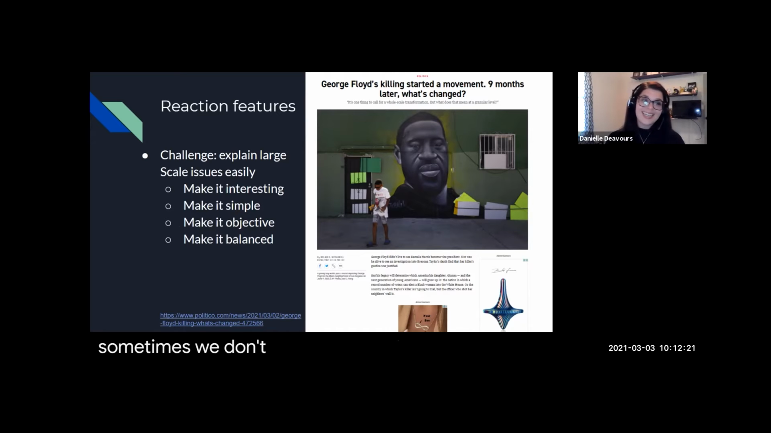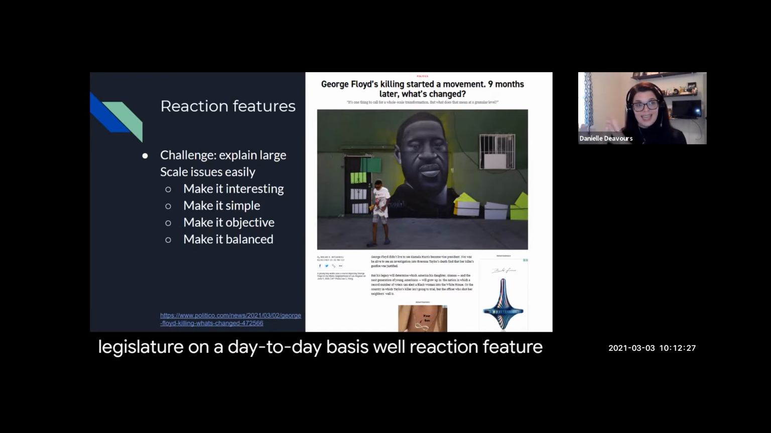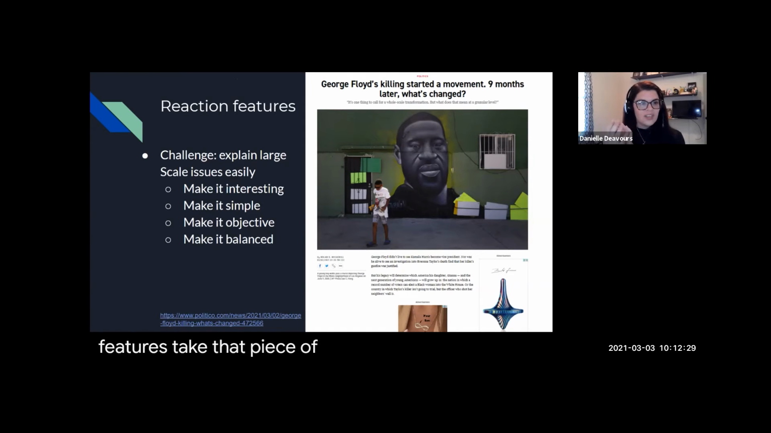Sometimes we don't tend to care about the Alabama legislature on a day-to-day basis. Well, reaction features take that piece of information that can be kind of dry and boring and bring color and life to it by presenting the community and the way that it is affected by that news.